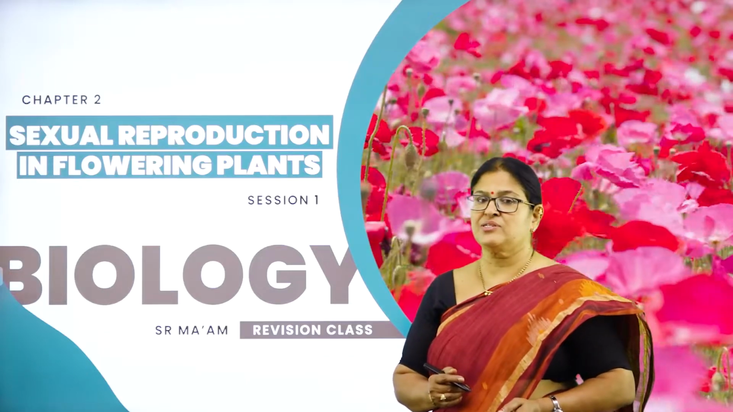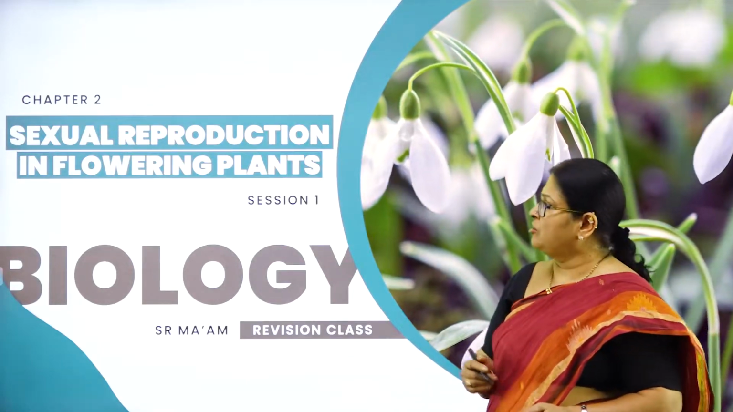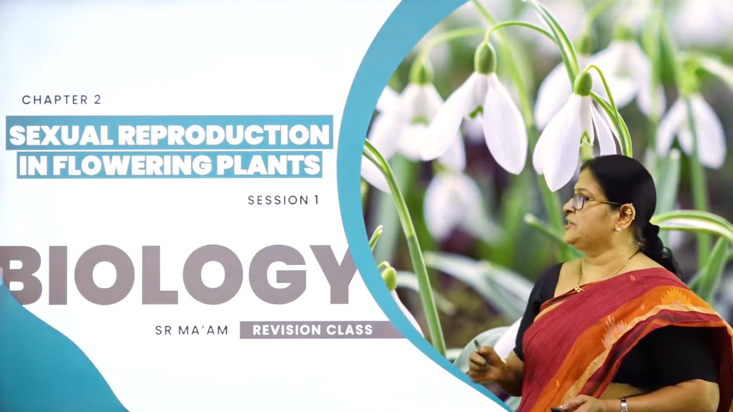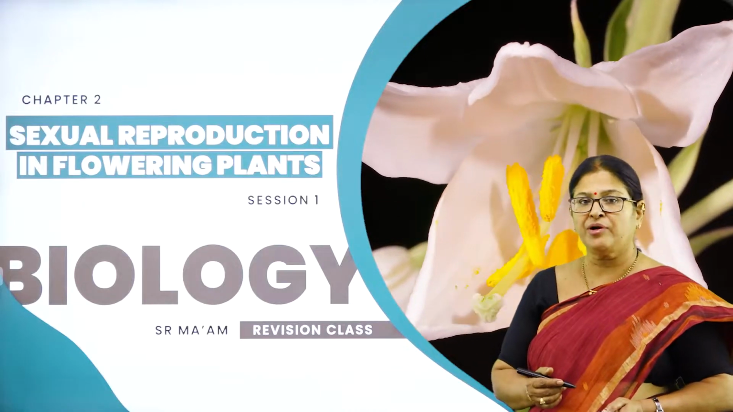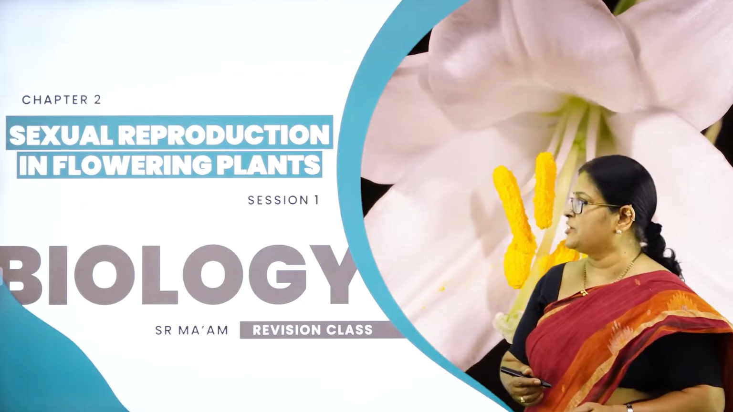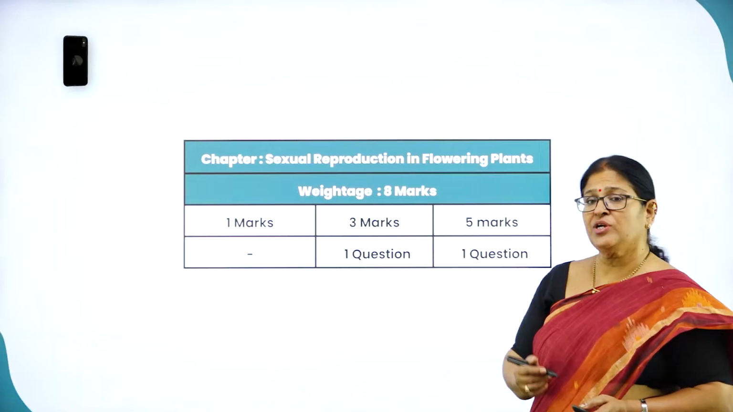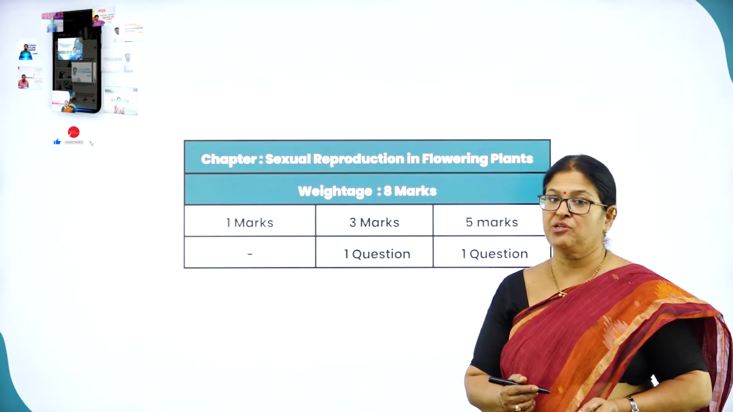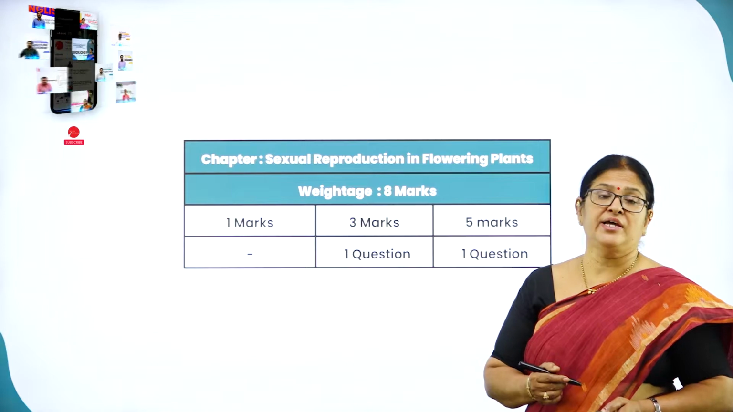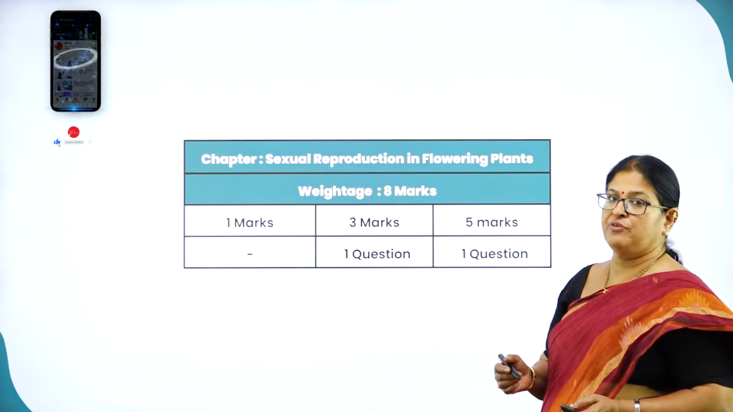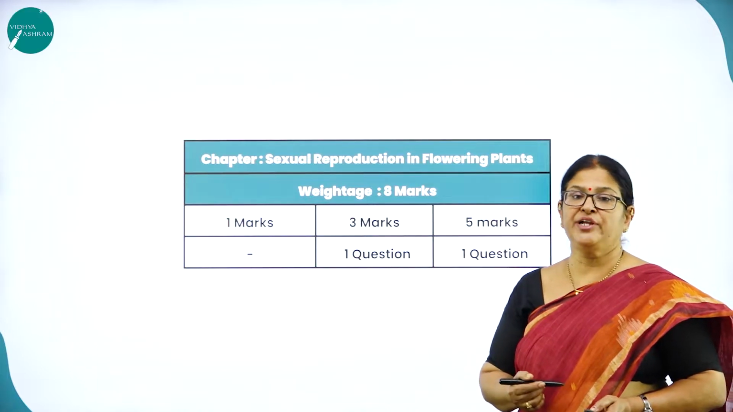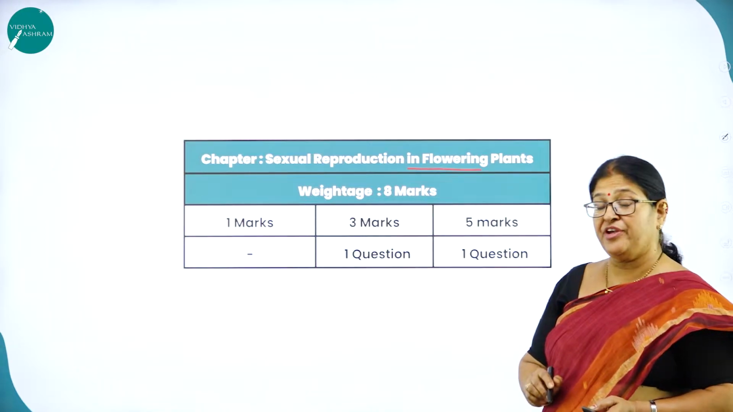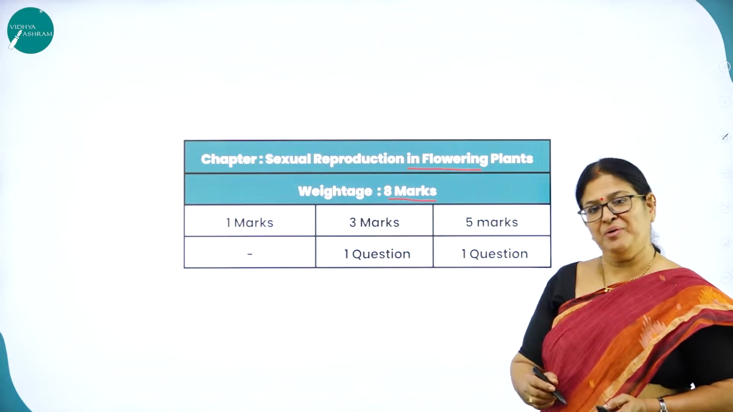So what am I going to discuss in this particular session of chapter 2 called Sexual Reproduction in Flowering Plants? In this particular chapter, I'll be discussing the important concepts of sexual reproduction in flowering plants. What is the weightage of marks for this chapter? As I said, the first chapter, Reproduction in Organism, the basics you studied, is very important, which is going to carry forward for the remaining 3 chapters of the same unit called Reproduction. So one such chapter is Sexual Reproduction in Flowering Plants. The weightage of marks is 8 marks. So it is a big number.